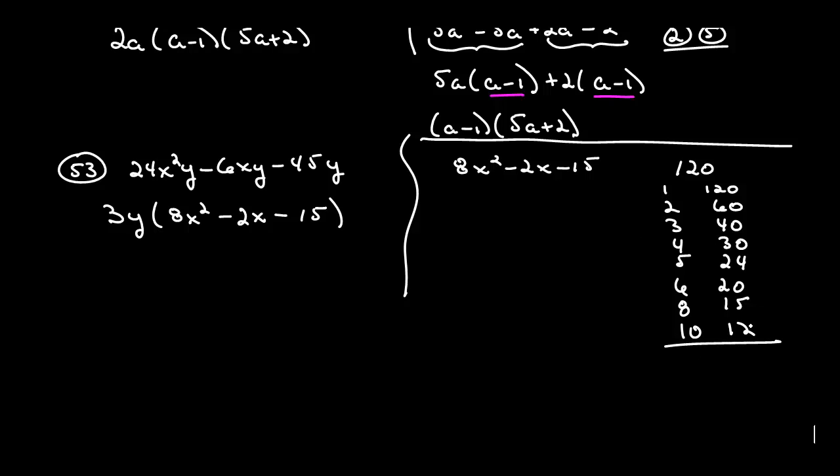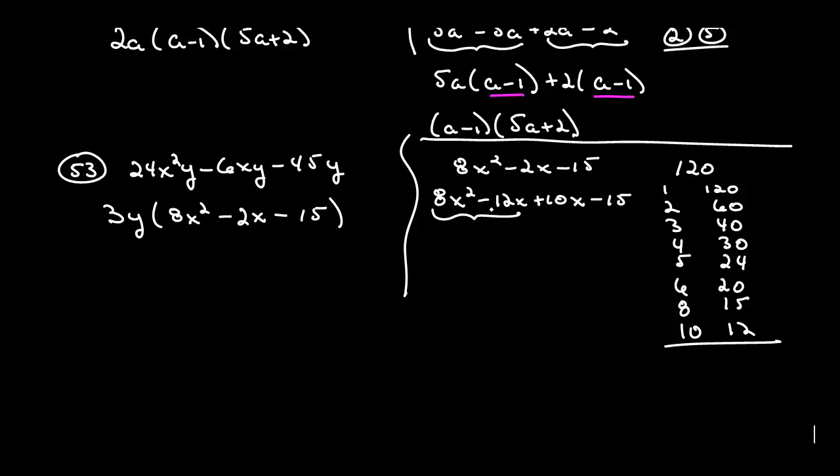Now we're looking for any of these that can add or subtract to give me a 2. Well, 10 and 12 are the closest, so if I do a negative 12 and a positive 10, I can get this guy. So we'll do 8x squared minus 12x plus 10x minus 15. Now, if you switch the order around, not a big deal. You just got to factor out a negative in the back guy, but it will work out the same. So let's group them together.